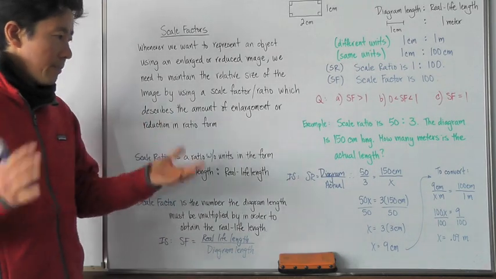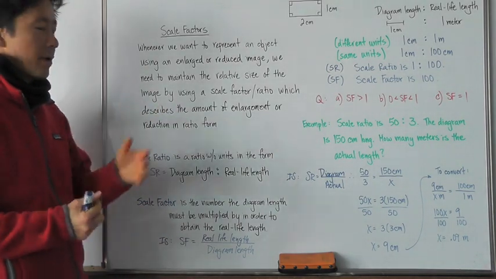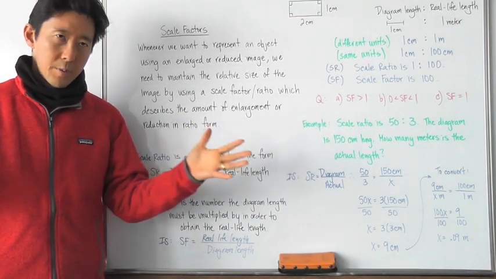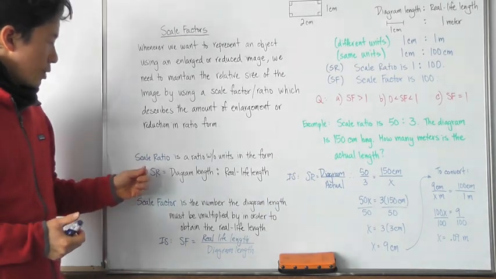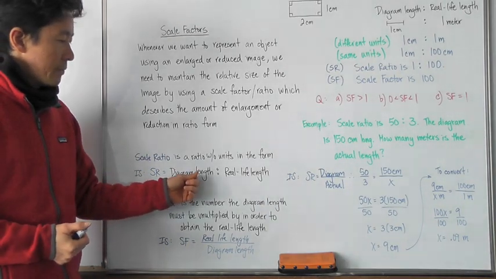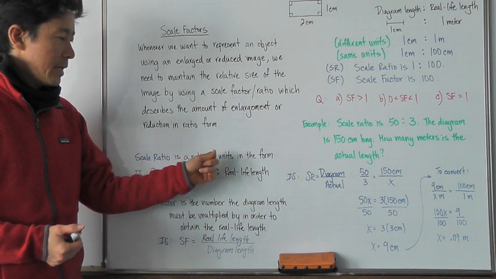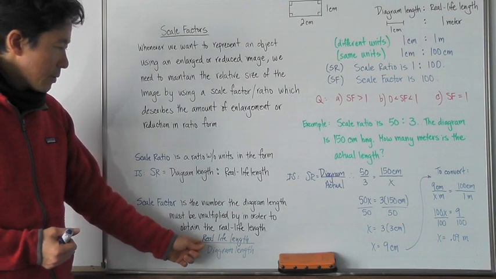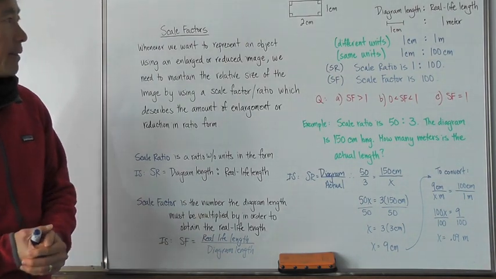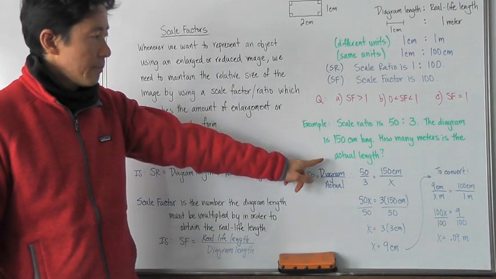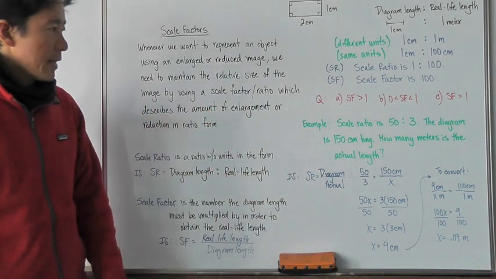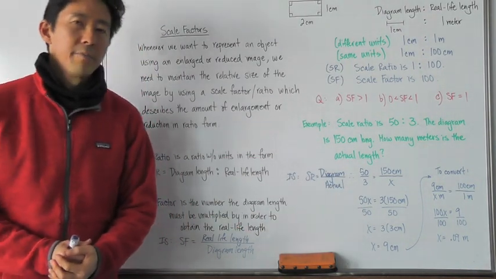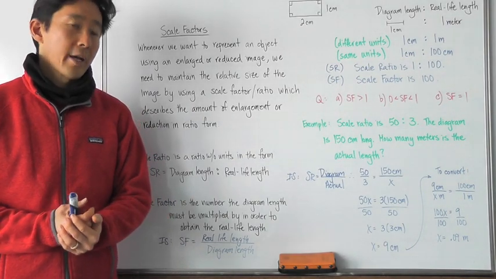Okay, so let's wrap up and summarize. Again, remember, scale factors are numbers or ratios that we're going to be able to use to describe enlargement or reduction. In order to determine scale ratio, we take the ratio of the diagram length to the real life length and ensure that there are no units. And the scale factor is just going to be the reciprocal of the scale ratio. Once we apply scale ratio or scale factors to particular problems, we need to be very careful about our units of measure, as that needs to be accurate.